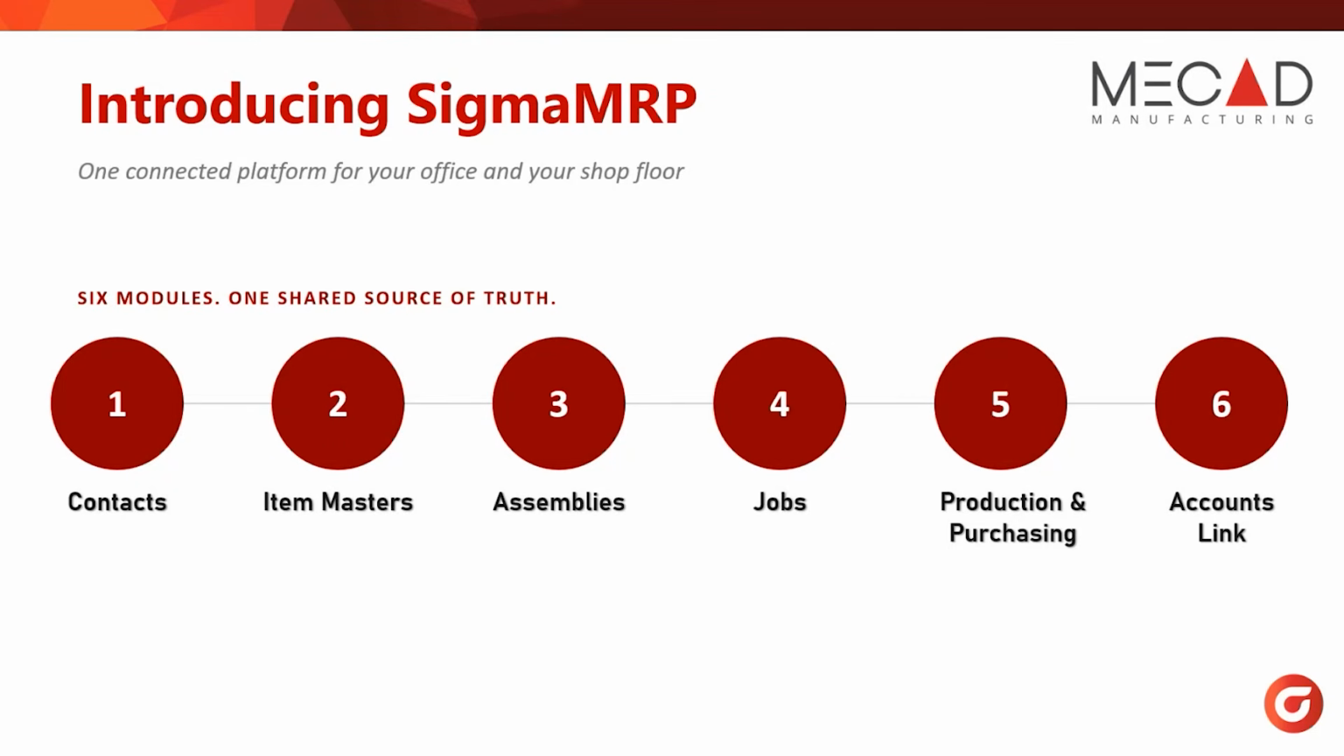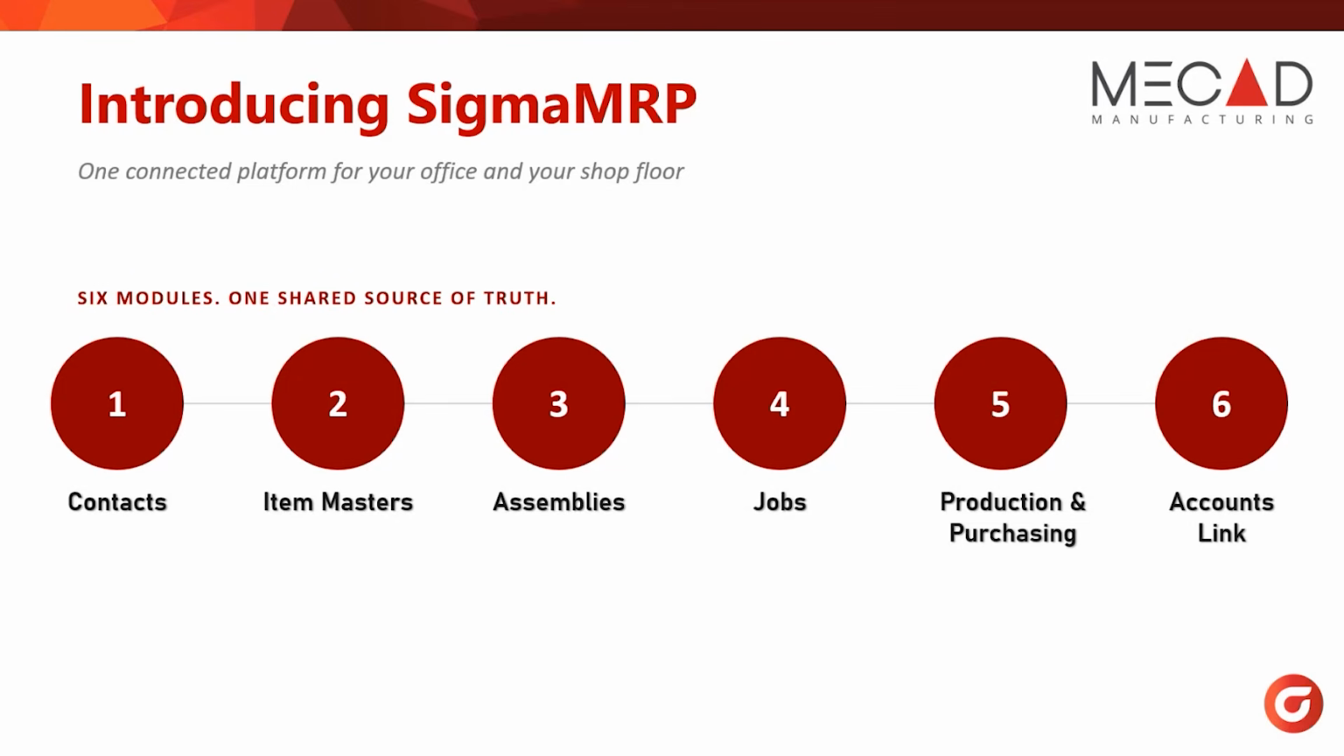SigmaMRP is a fully integrated manufacturing management system designed to connect your office to your shop floor through one central platform. It follows the life cycle of a product from initial customer interaction through quoting, purchasing, inventory, and production, and ultimately through to invoicing and accounting.